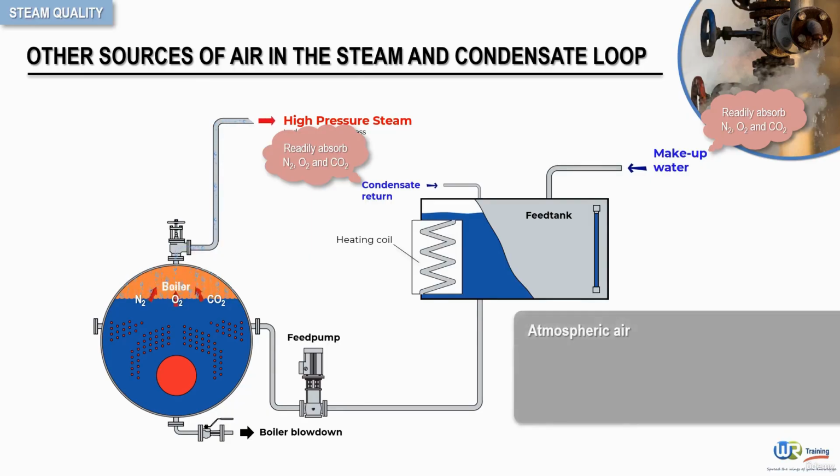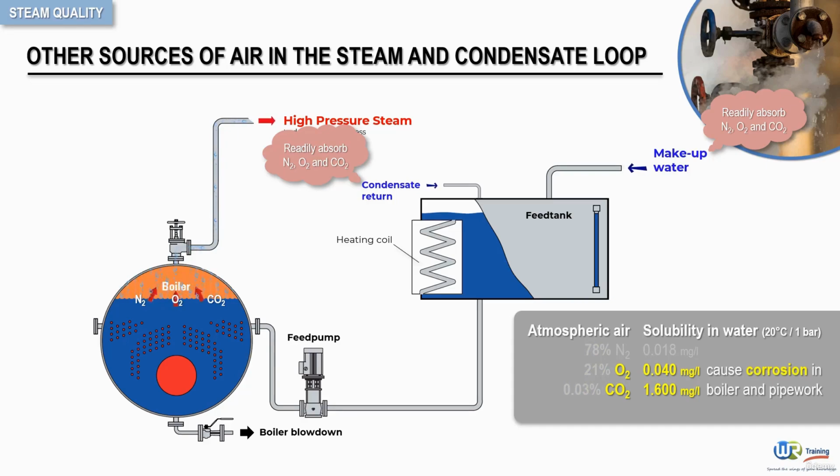Now, atmospheric air consists of 78% nitrogen, 21% oxygen, and residual amounts of carbon dioxide by volume. However, the solubility of oxygen in water is roughly twice that of nitrogen, while carbon dioxide has a solubility roughly 40 times greater than oxygen. This means that air dissolved in the boiler feed water will contain much larger proportions of carbon dioxide and oxygen, both of which can cause corrosion in the boiler and the piping system.